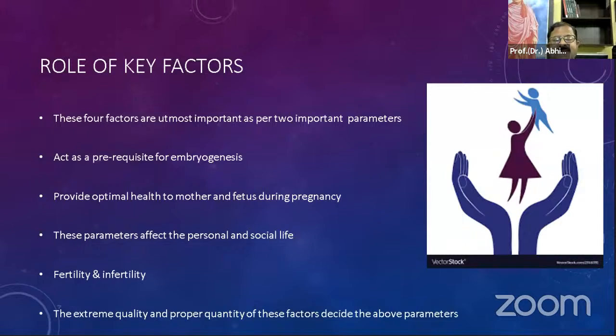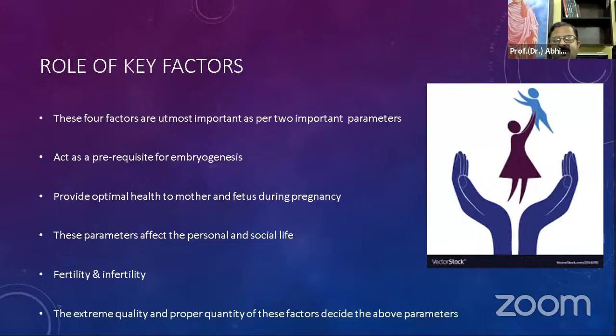They provide optimal health to mother and fetus during pregnancy, because again we are emphasizing quality and quantity. So obviously, if there is proper quality and quantity of this Rutu Kshetra Ambu Bija, there will be very good health of the mother and fetus during pregnancy, and the mother is going to deliver a healthy child. These parameters affect personal and social life also, because most of the time we are seeing infertility. Actually, the clinical entity related to these Rutu Kshetra Ambu Bij is infertility, because it is a very serious issue nowadays. I will go over statistics on some later slides, so you can imagine how serious this issue is. So fertility and infertility, this is the role of these four factors, Rutu Kshetra Ambu Bij.